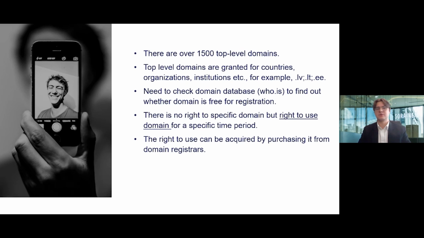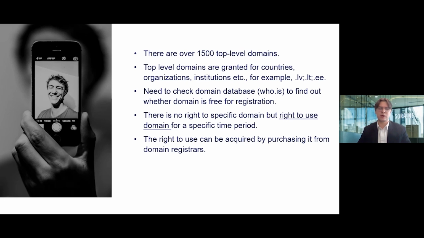At the moment, there are over 1,500 top-level domains, and a top-level domain is basically the part after the dot. For example, if there would be a domain google.com, then .com would be considered the top-level domain. And these top-level domains nowadays are issued to different organizations and institutions, and of course also to countries, as countries have their national domains, for example, .lv in Latvia, .lt in Lithuania, and .ee in Estonia.